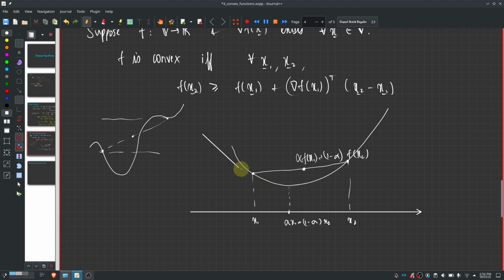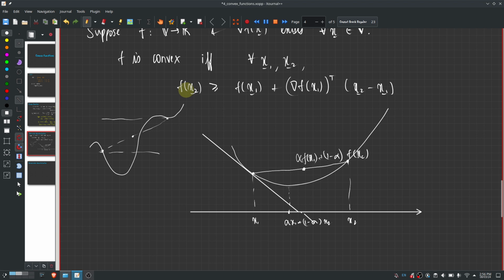The right hand side is just the tangent passing through x1 comma f of x1, and that's true in any space. So this is a function on R, but over R2 this would just correspond to a tangent plane passing through x1 comma f of x1.